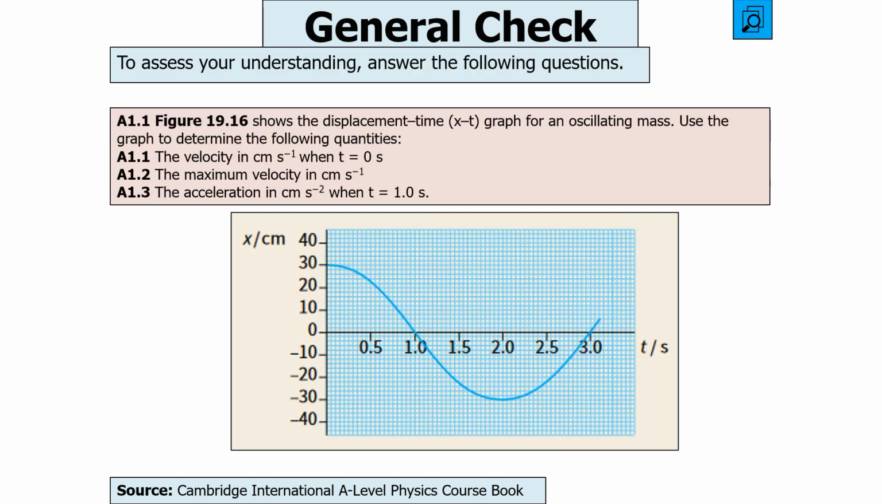The next question says, the figure shows the displacement time graph for an oscillating mass. Use the graph to determine the following quantities: the velocity in centimeters per second when time equals 0 seconds, the maximum velocity in centimeters per second, and the acceleration in centimeters per second squared when the time equals 1.0 seconds. So pause the video now, then unpause the video when you want to go through your answer.